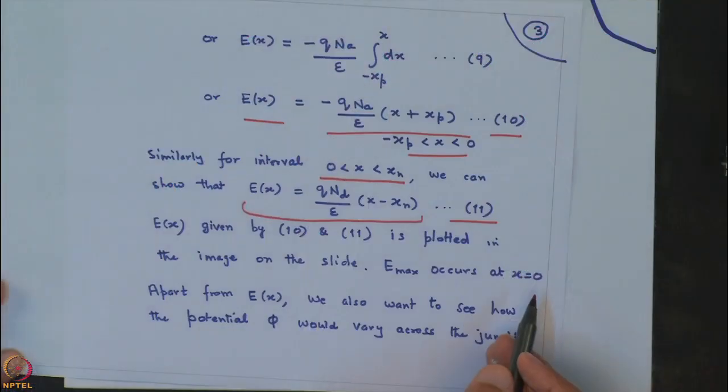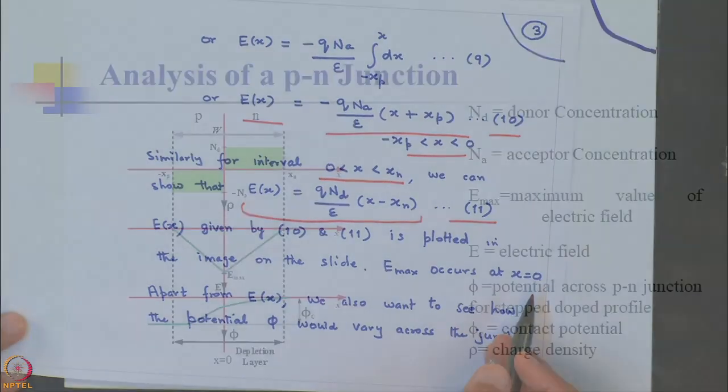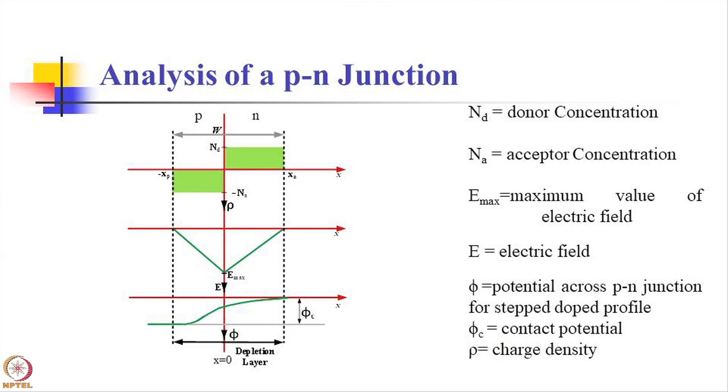Now, Ex, which is given by 10 and 11, is what you see plotted on the slide. You can see that in the left interval the electric field starts from 0 and goes all the way to the maximum value E max, and then in the right interval it goes back down to 0. So, the maximum value of the electric field occurs at x equal to 0, which is nothing but the metallurgical junction.